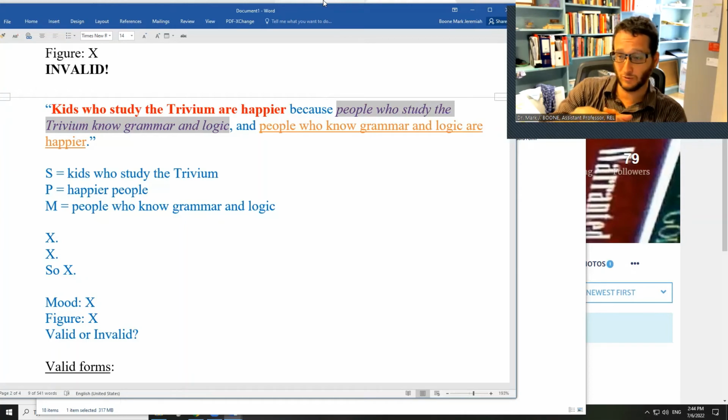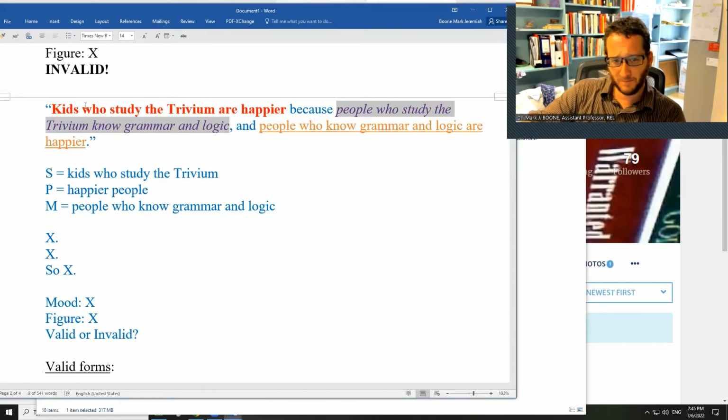That means an argument that has more than three terms, and that means basically a chain of syllogisms. So if that's the case, you would treat the argument this way. There's an extra term here. There's S, kids who study the trivium, P, happier people, and M, people who know grammar and logic. Then there's an extra term which you would need a new symbol for. I don't know, Z. And the argument then would be all kids who study the trivium are people who study the trivium, all people who study the trivium are people who know grammar and logic, all people who know grammar and logic are happier people, something like that. And it would be a four-term thing. And we can't do it as a syllogism because it's not a syllogism. It's two syllogisms. We'll look at Sorites later.